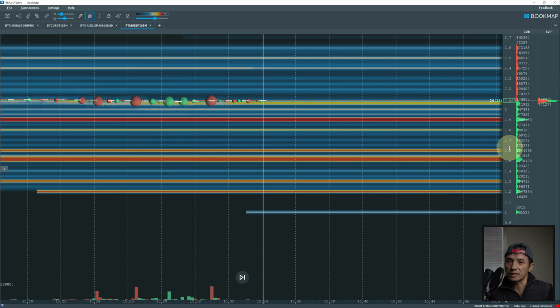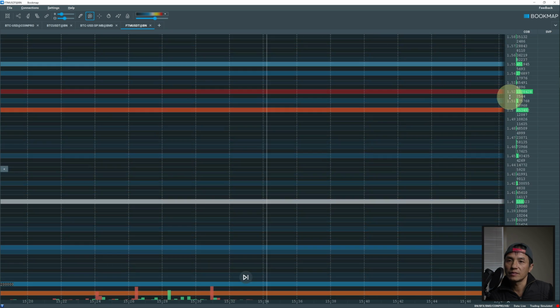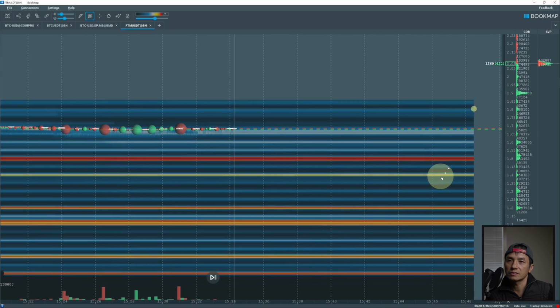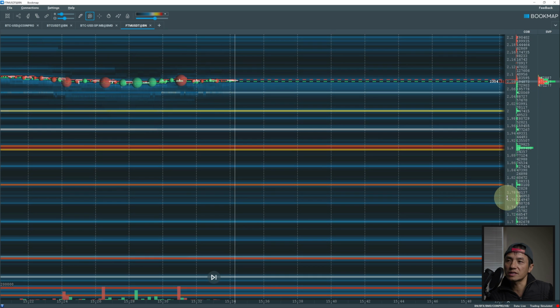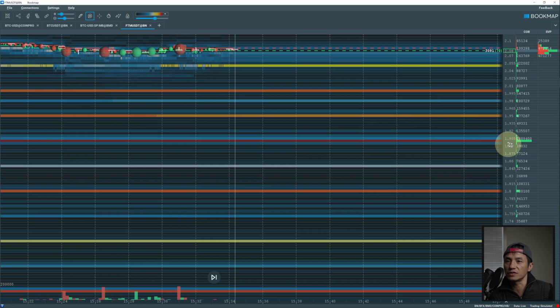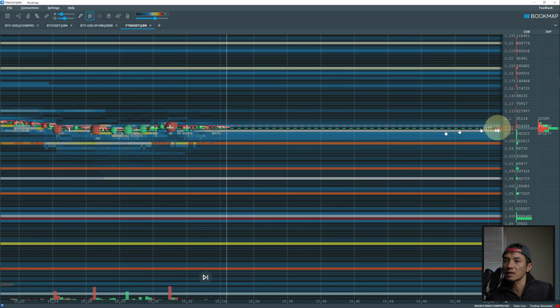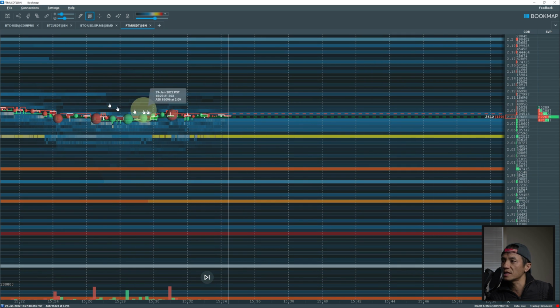Let's zoom in and see what kind of action we have here. Oh, look at this. That's a pretty big sell. Here's another big sell. On some altcoins like FTM, you don't see a lot of spoofing like you do on Bitcoin. It's pretty clean. There's not a lot of spoofing. This is probably a spoof wall here. You see that it comes in and out.